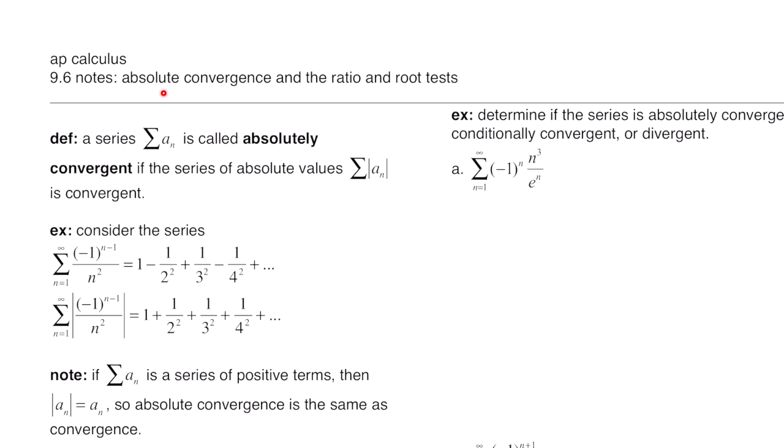In this lesson, we're going to cover absolute convergence and the ratio and root tests. Our first definition says a series, the sum of a sub n, is called absolutely convergent if the series of absolute values is convergent.